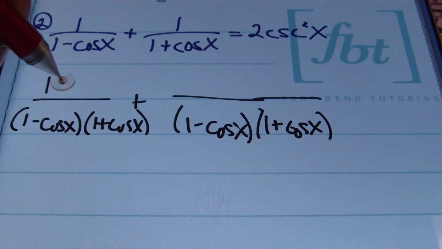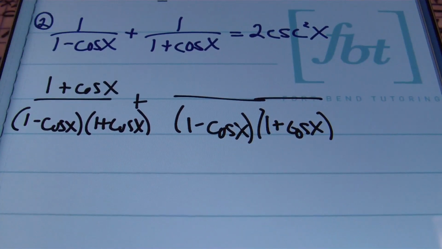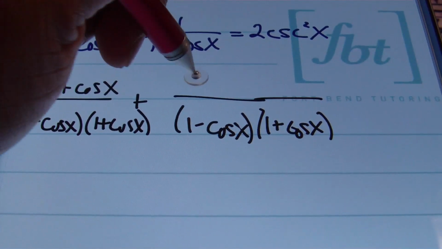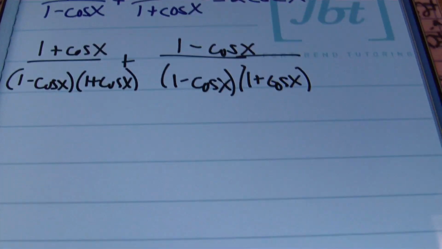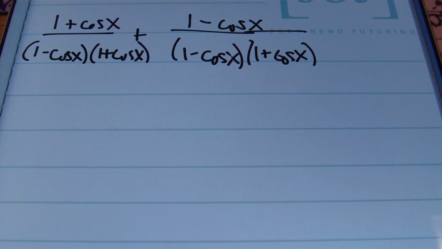So I need to have 1 plus cosine x here in the numerator, just like that. Okay, and then in this second denominator we had 1 plus cosine x, and we multiply that by 1 minus cosine x, and 1 times 1 minus cosine x is 1 minus cosine x. Alright, so now that I have common denominators, and equivalent fractions for that matter, I'm going to combine my numerators together. That's what I'm going to do.